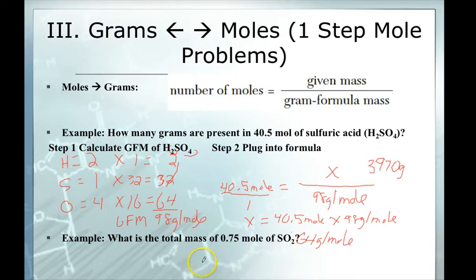So let's plug the numbers in. I have 0.75 moles. The given mass is what we're looking for, and the formula mass for SO2 is 64 grams in a mole. So we end up putting this over 1, cross multiplying, and you get x equals 0.75 times 64, so I believe that's going to be 48 grams of SO2. So that's converting from moles to grams. So let's do the opposite on the next page.